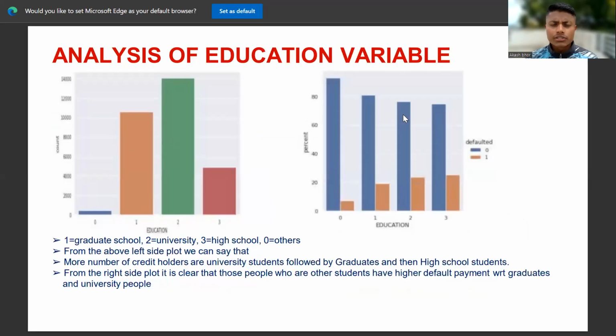Analysis of the education variable. 1 is equal to graduate school, 2 is equal to university, 3 is equal to high school, and 0 for others. From the above left side plot, we can say that more credit holders are university students, followed by graduates and then high school students. From the right side plot, it is clear that those people who are in the others category have a higher default payment rate than graduate and university people.